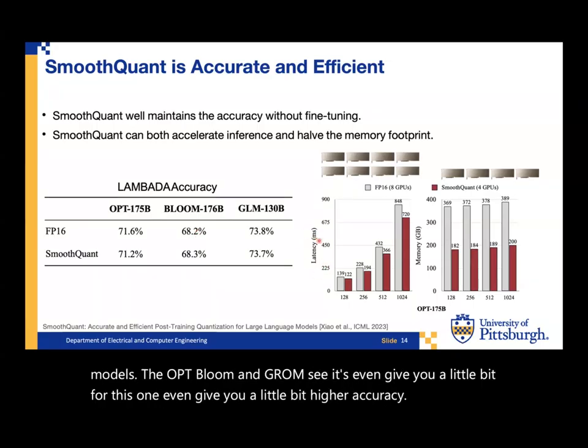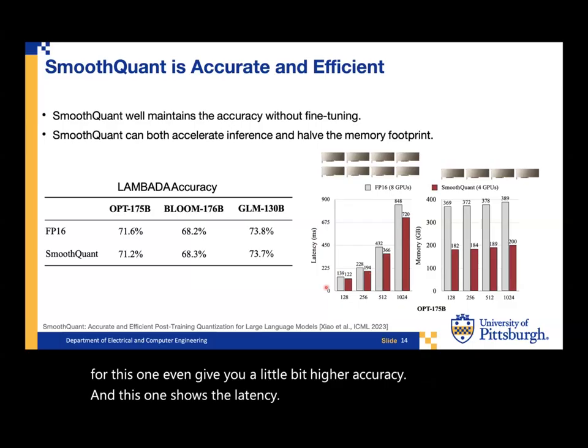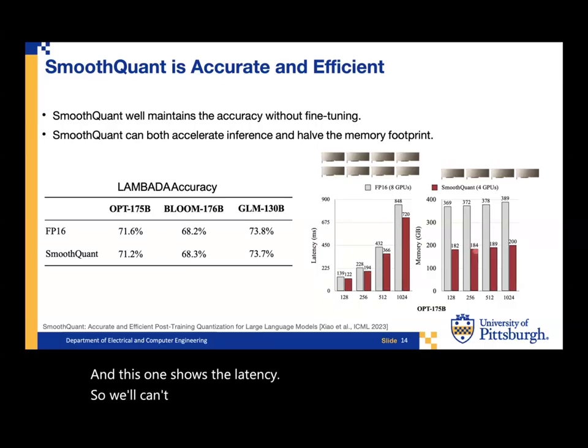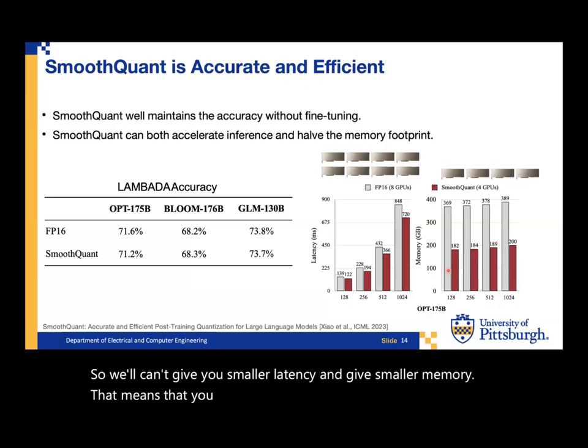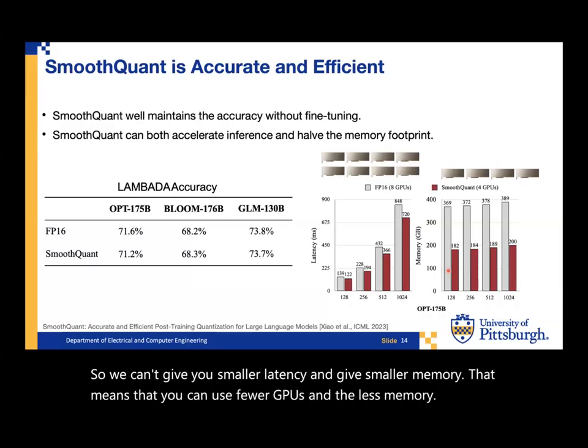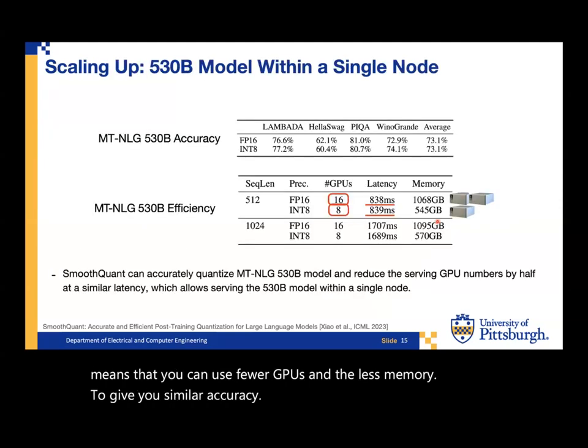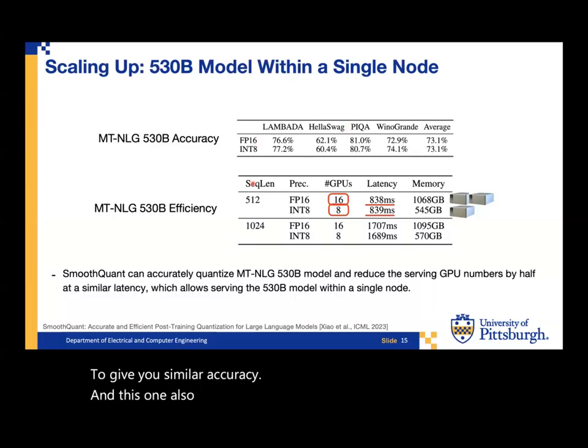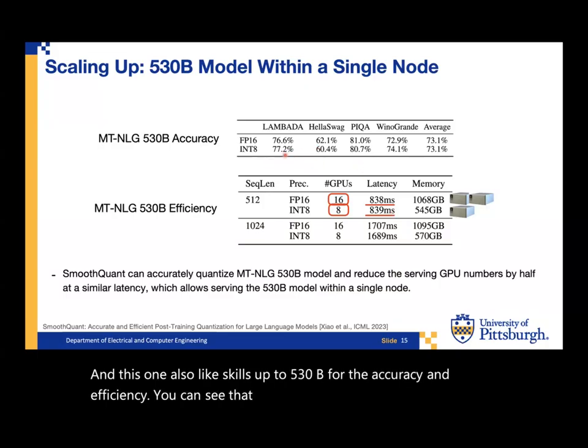And this one shows the latency. SmoothQuant gives smaller latency and smaller memory. That means you can use fewer GPUs and less memory to get similar accuracy. This one also scales up to 530B for accuracy and efficiency. You can see that it still maintains really good accuracy. This one even gives higher accuracy.